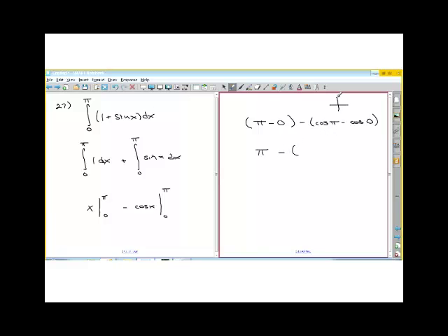Remember, the cosine is the x-coordinate on the unit circle. So at pi, x is -1. And the cosine of 0 is the x value there, which is +1. So we get pi plus 2. So that's your answer, pi plus 2. A negative minus a negative is a positive. You get -1 minus a negative, which is a positive. So that's where you get +2 from.